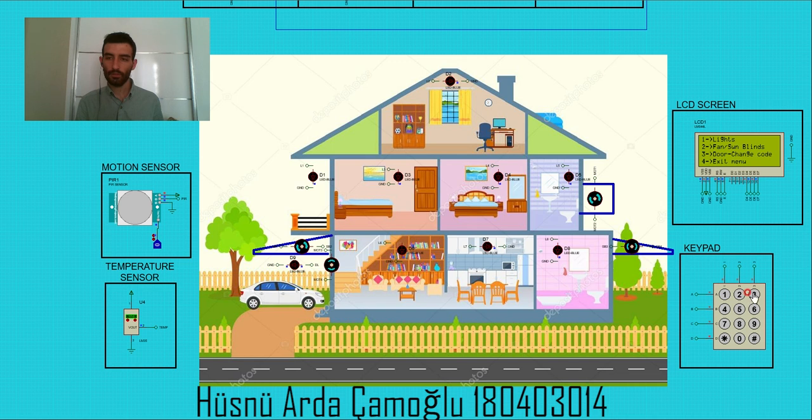If we choose the front sun blinds off, the front sun blind motor will turn back 2 rounds and stop. We can say the same for the back sun blinds too, as you can see at the screen.